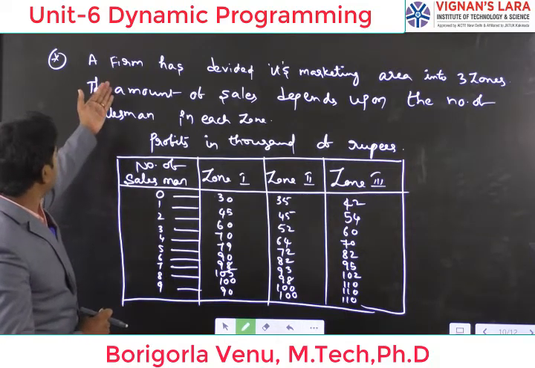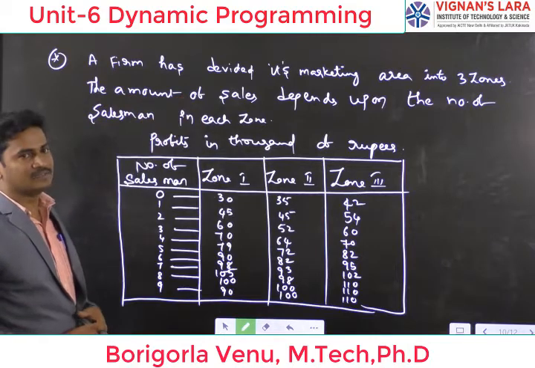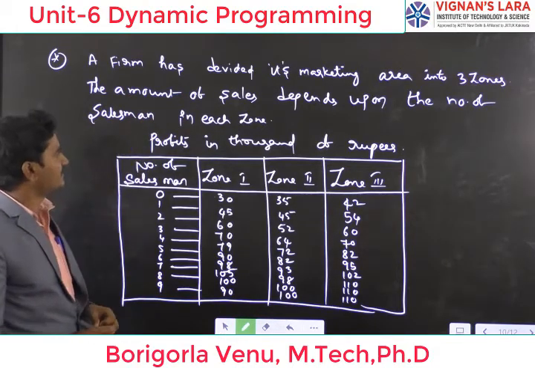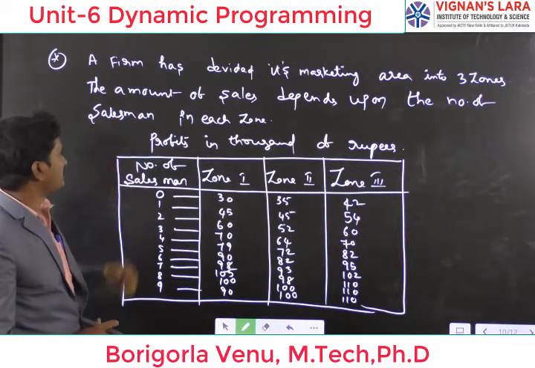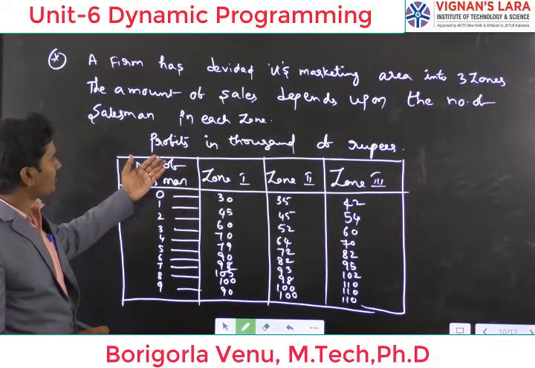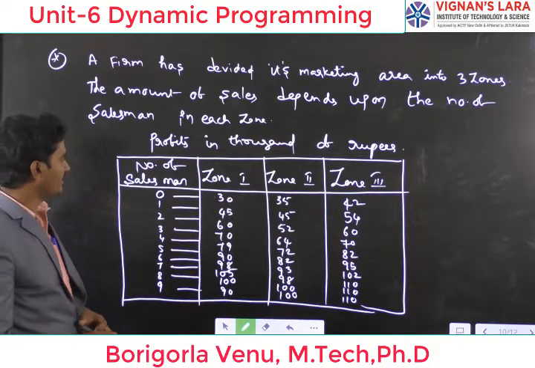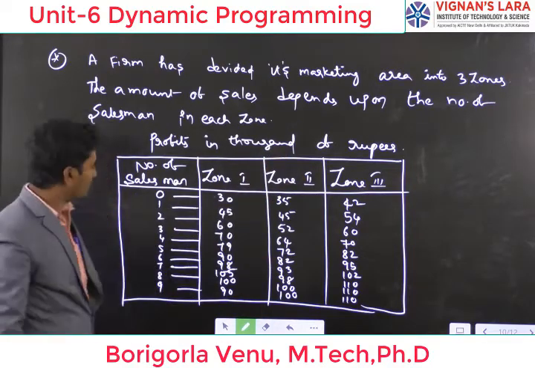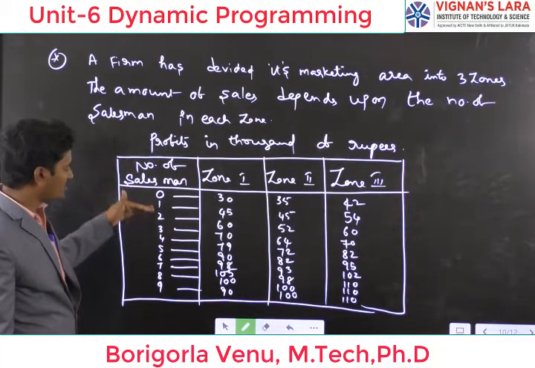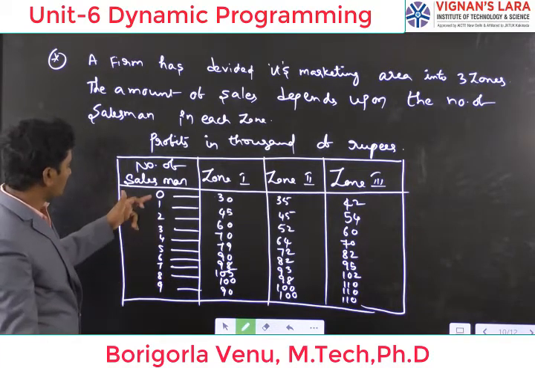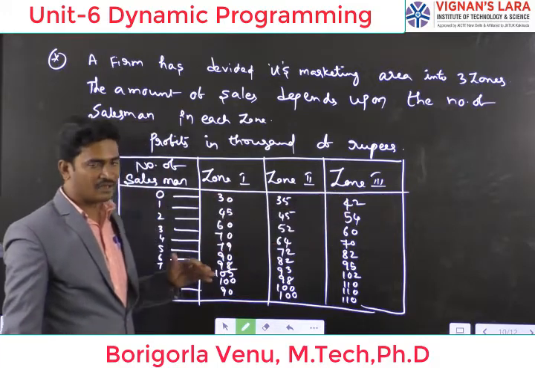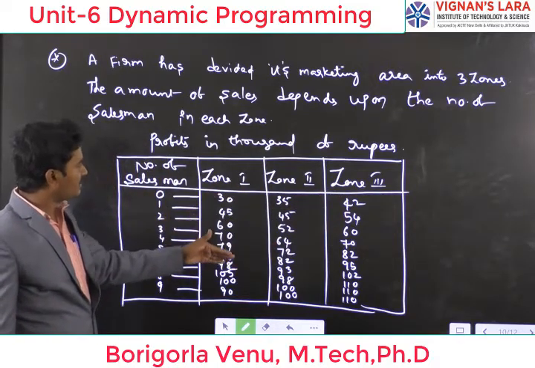Okay, here I have taken one example. A firm has divided its marketing area into 3 zones, and the amount of sales depends upon the number of salesmen in each zone. Here the profits are given in thousands of rupees, so each zone's value we have to multiply by 1000 rupees. Here they have given the number of salesmen, 0 to 9, and 3 zones are taken, zone 1, zone 2, zone 3. For each zone they have given some values.